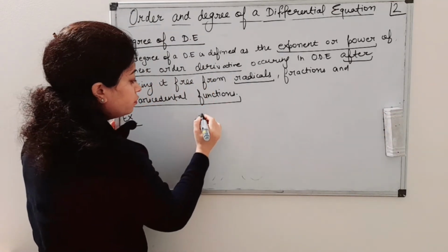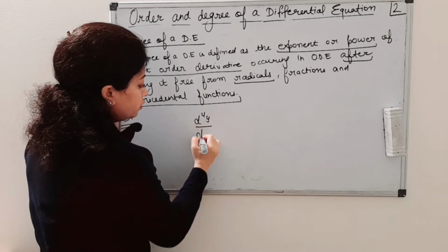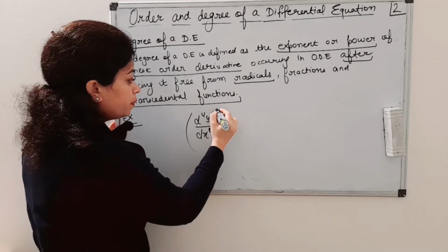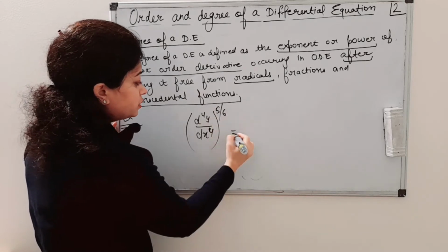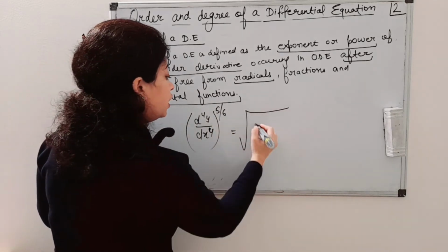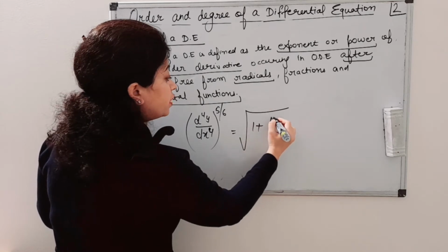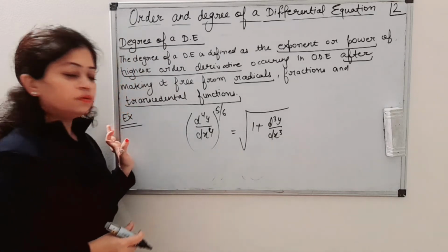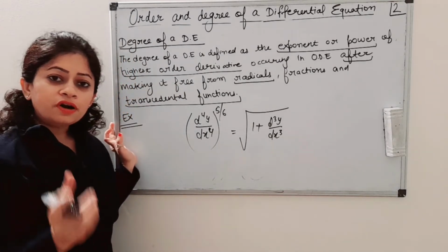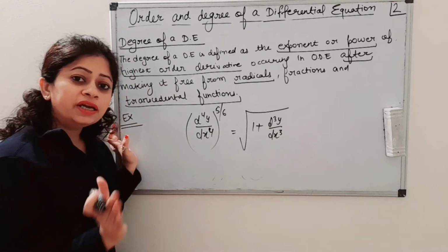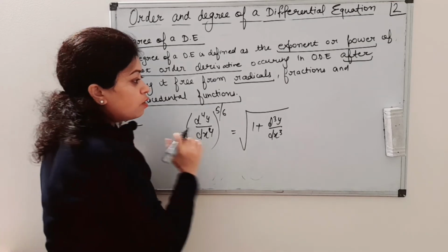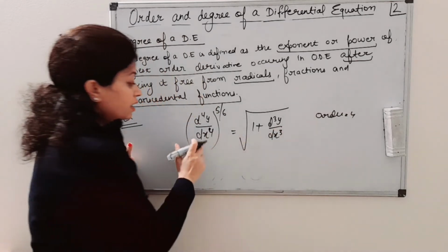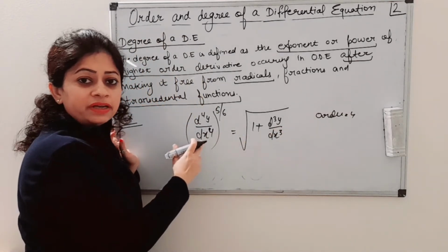Suppose we have d4y upon dx4 raised to power 5 by 6 is equal to under root of 1 plus d cube y by dx cube. We need to check the order and degree. What is the order? The order is 4 here, because the highest order derivative is 4.